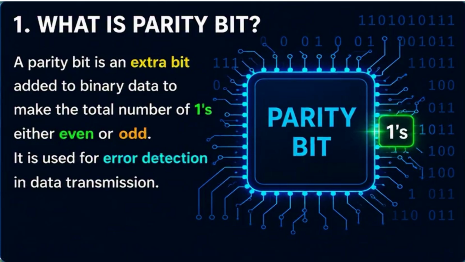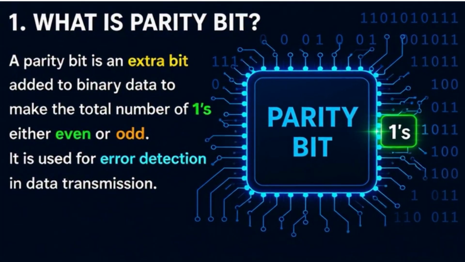First of all, we should understand what a parity bit is. The definition of a parity bit is that it is an extra bit which is added to binary data to make the total number of ones in the data either even or odd. Parity bit is basically used for detection of errors in data transmission.